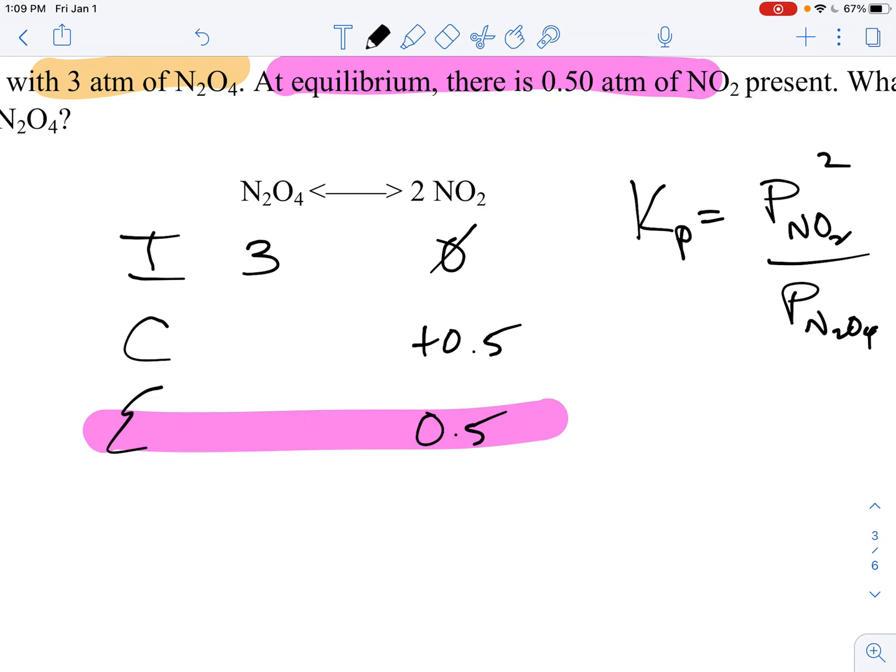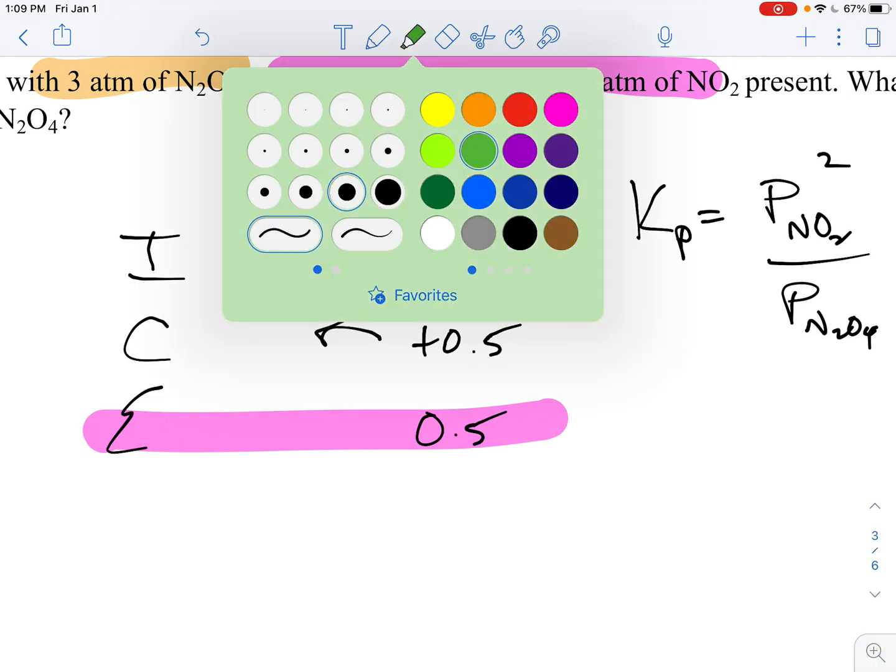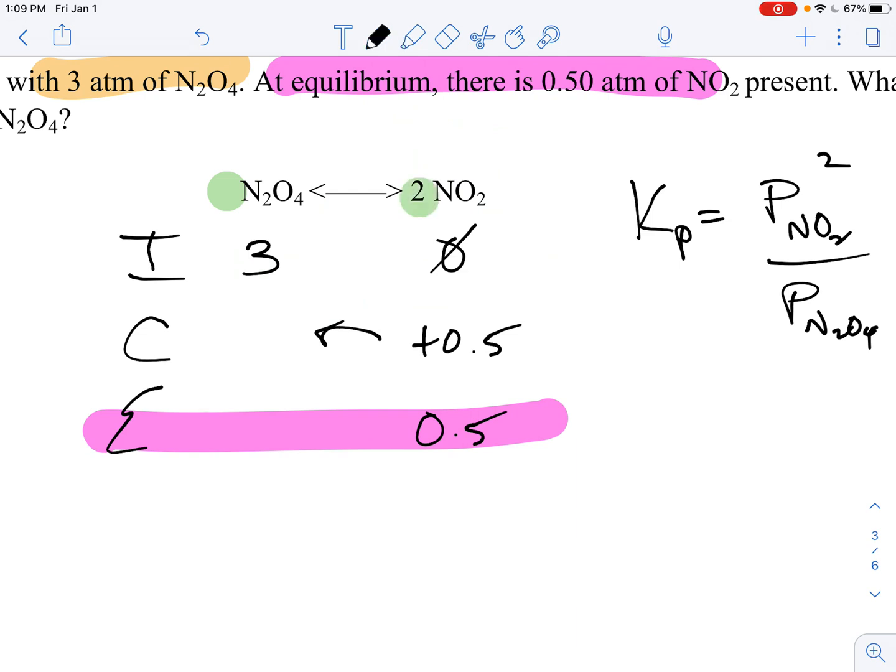So we can now fill in the rest of the spots. If I started at 0 and went up to 0.5, that means this guy must have gone up by 0.5. Now what happened over here? Well, it is a 1-to-2 ratio. So I come backwards at a half, so that's going to be 0.25 to end up with 2.75 down there. But what do I want? I want the percent dissociation.